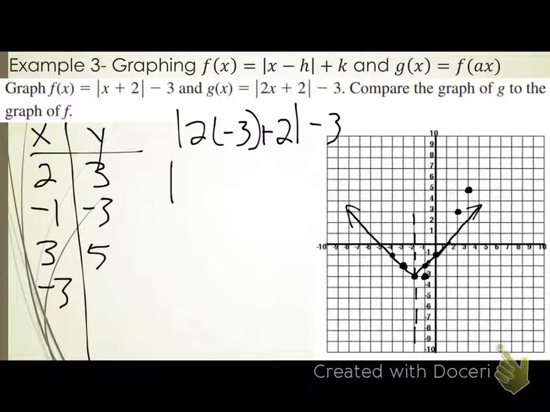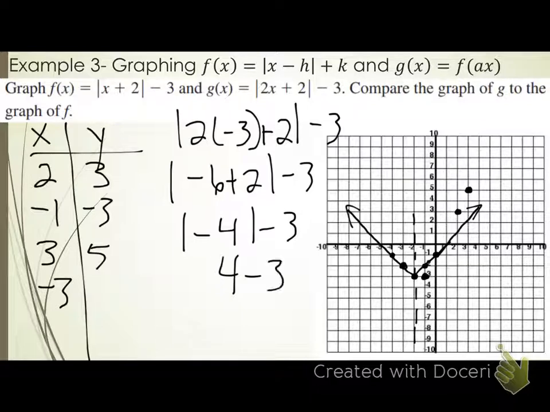Two times -3? -6. -6 plus 2? -4. Absolute value of -4. 4 minus 3. -3, comma 1. I'm going to go ahead and erase that axis of symmetry. We can kind of see a V forming.